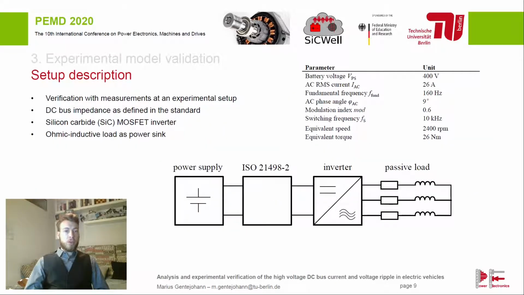To verify the results obtained by the model, I measured the current and voltage ripple in an experimental setup. The DC bus impedance was built as defined in the standard. Moreover, a silicon carbide MOSFET inverter and an ohmic inductive load were used. The observed operation point is given in the table.